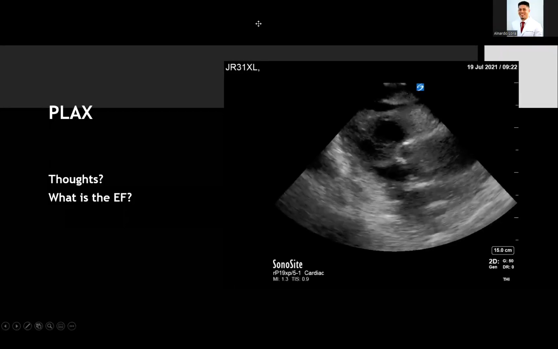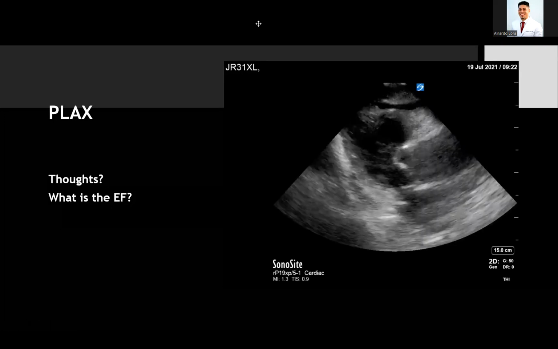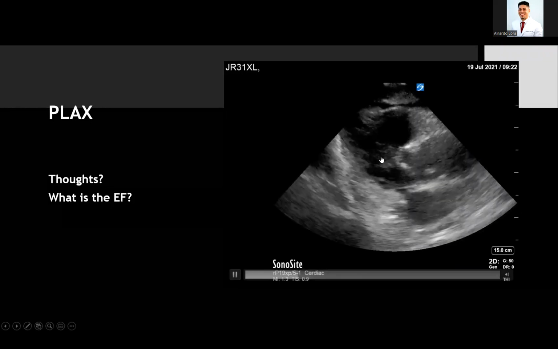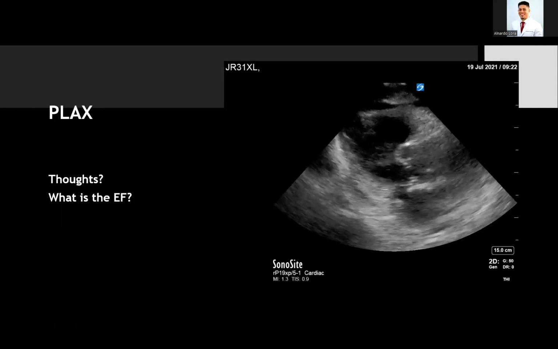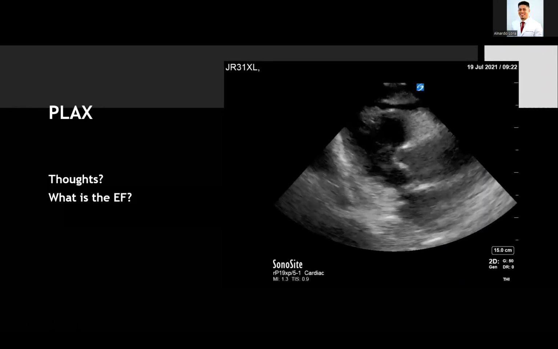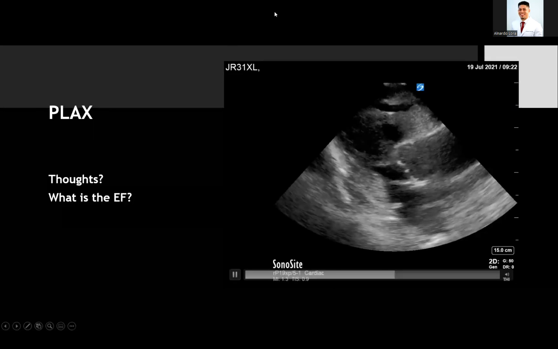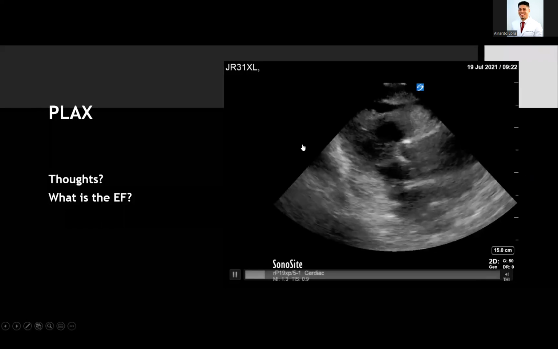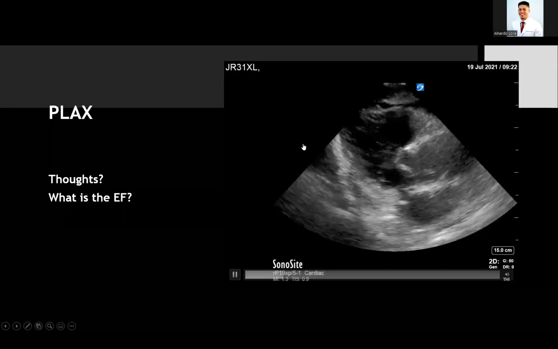Hey, John, it's really hard to make out a good EF, like the interventricular septum. It's really hard to discern that. We're in the parasternal long axis view, and you're not really getting a good IVS in terms of the septum, whether it's moving appropriately, whether it's thickening. It's hard to say.